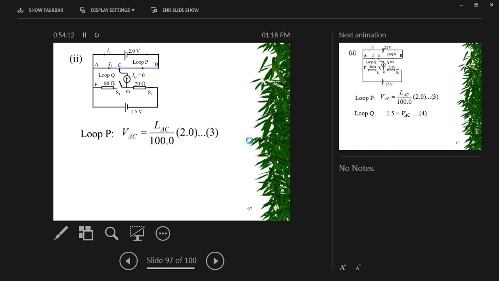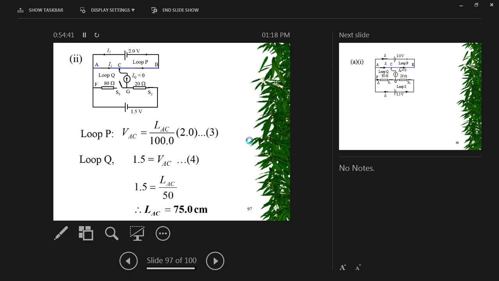So I can write my equation easily now. VAC is equal to LAC over the total length times EMF. That's the first equation that I derived earlier in the last case as well, just looking at the main loop. Then for my extra sub-branch loop, the potential difference across AC is just nothing but the potential difference that's within the branch loop, which is just nothing but the 1.5 volt EMF source. Okay, and then I just put these 2 together to get the new balance length to be 75 cm.